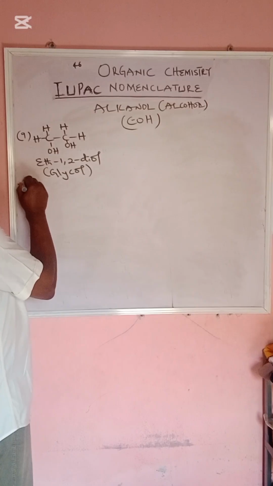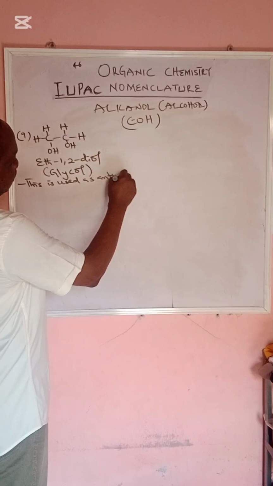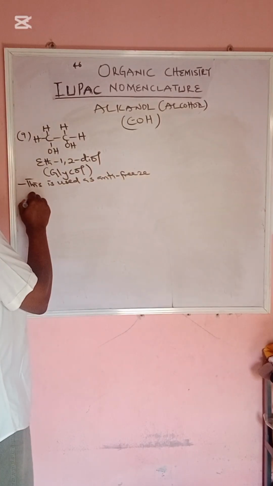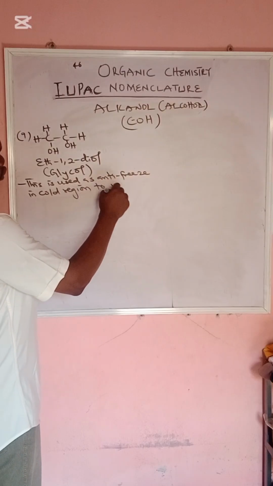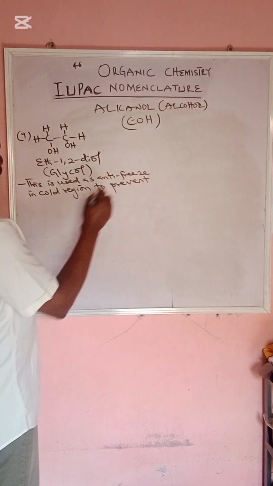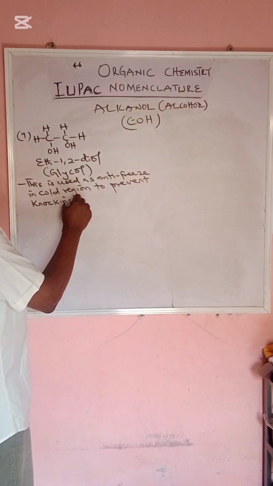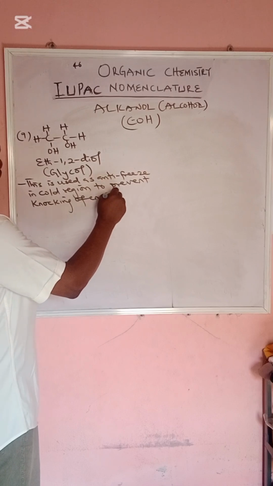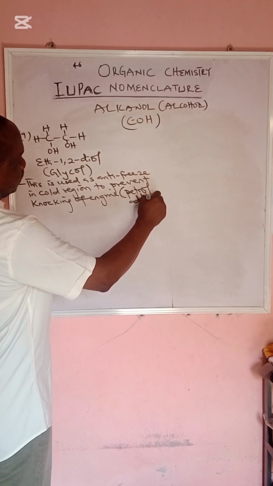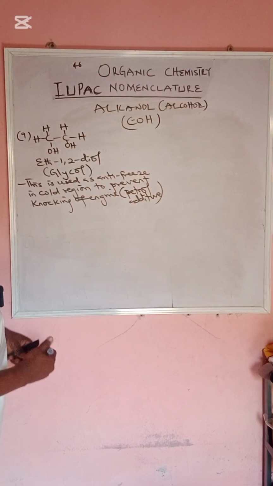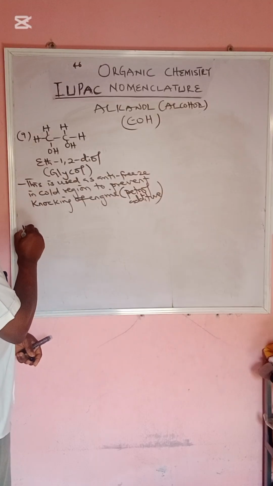This is used as antifreeze in cold regions to prevent knocking of the engine. So we call it a petrol additive. So that is a glycol, ethane-1,2-diol. So we have 3.